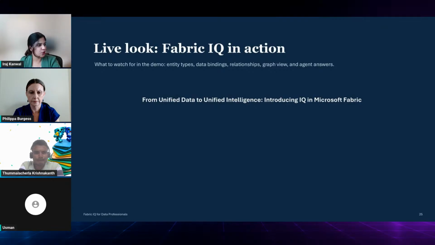So I have a quick demo that I want to show you that will help you walk through Fabric IQ, how it works live, in action within the Fabric workspace.